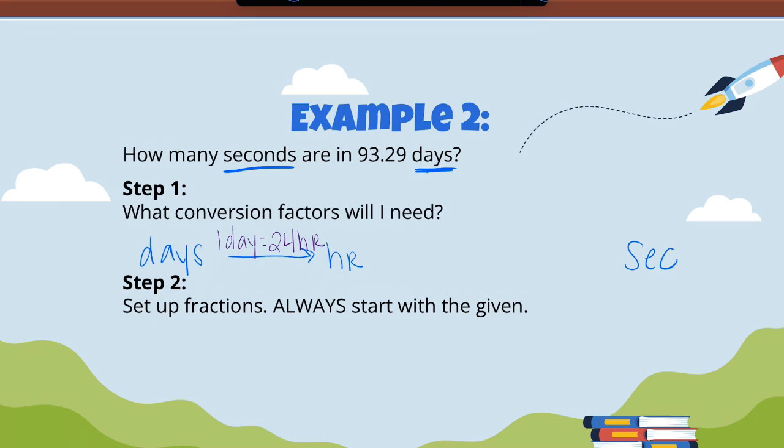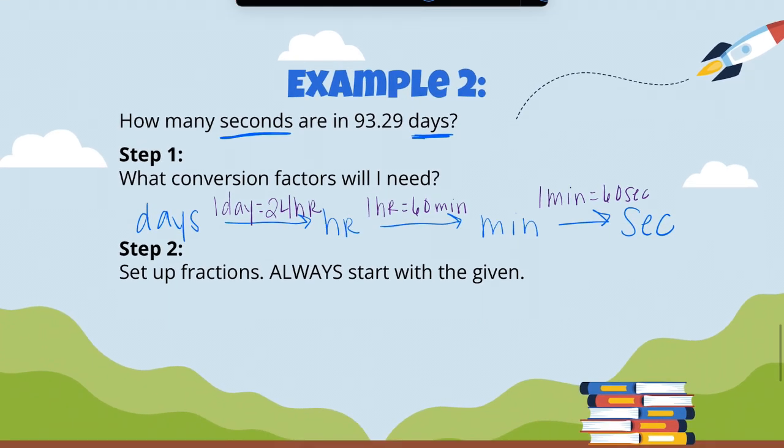And then I know an hour to minute conversion. I know that 1 hour is 60 minutes. And then lastly, I can use that to help me convert to seconds. I know that 1 minute is 60 seconds. And so this one is going to be quite a bit longer than the first one because we have multiple conversion factors, but the process is the same. So let's start with what is given.